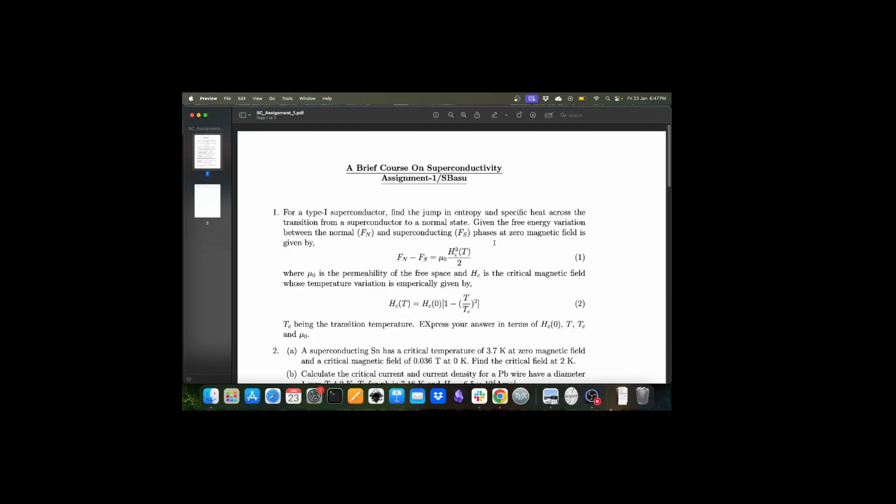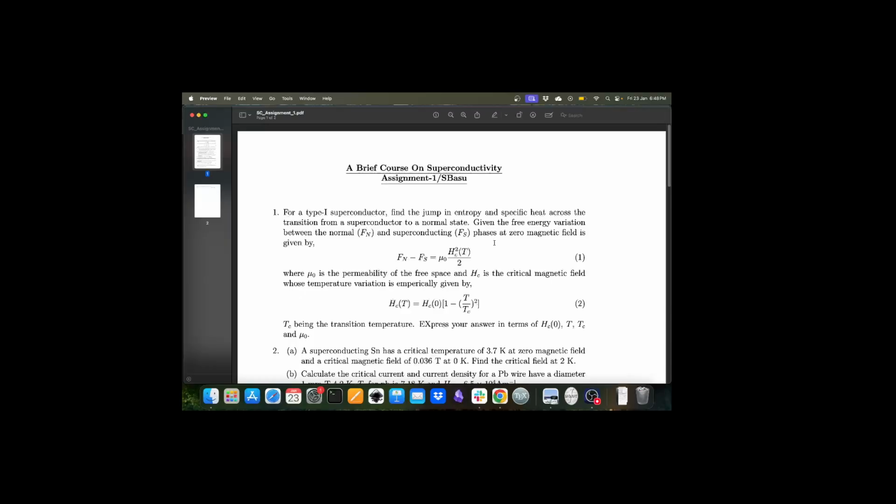So Hc of temperature is also given. Hc of temperature, with Tc the critical temperature at which the superconductivity of a material vanishes, is Hc of 0 times 1 minus T squared by Tc squared. What really happens is that suppose you have a superconductor, and this axis is temperature and this is magnetic field. So you have a superconductor and you are applying a magnetic field, H, let's say.